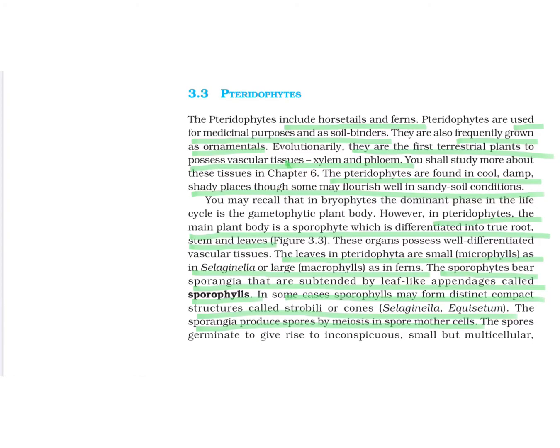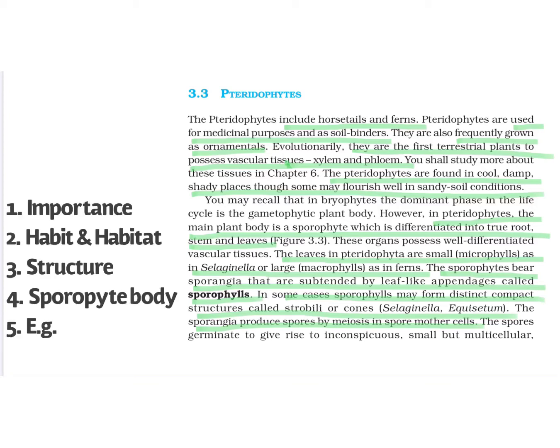Now let us start the detail of next higher group of plant which is known as Pteridophytes. Here Pteridophytes mostly include horsetail and ferns. So ferns, we are familiar with this term, and it is an ornamental plant also. At many houses we develop ferns in our pots. Pteridophytes are mainly used for medicinal purpose also, and they are soil binders also, so that they can protect the soil erosion.